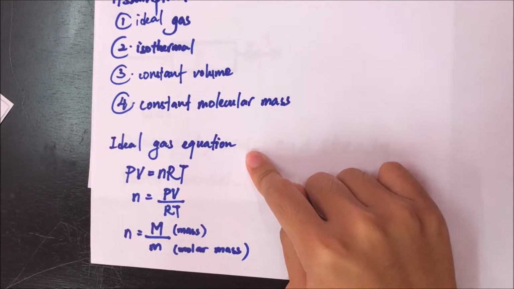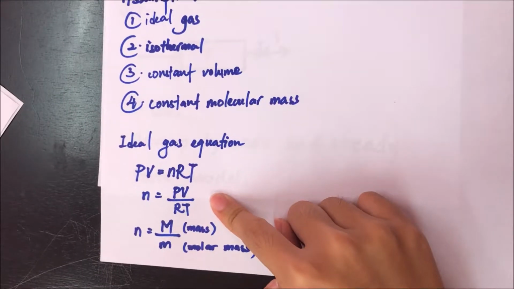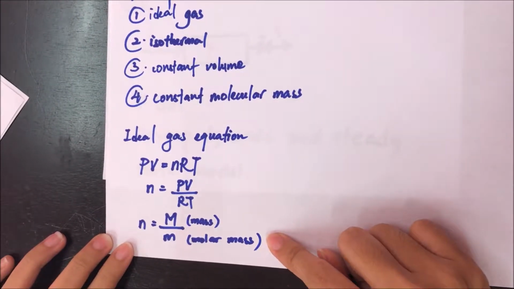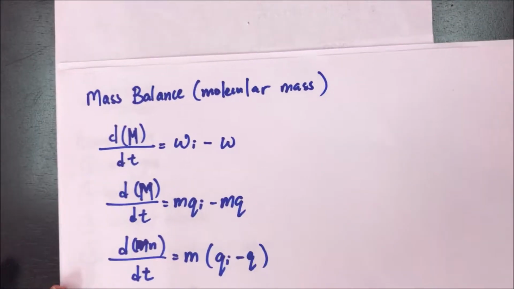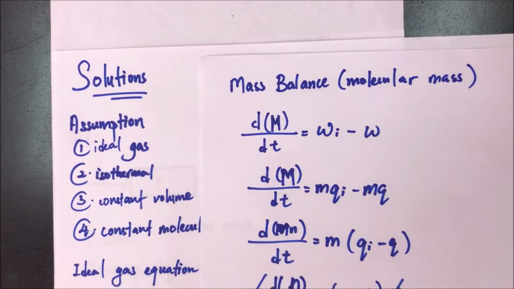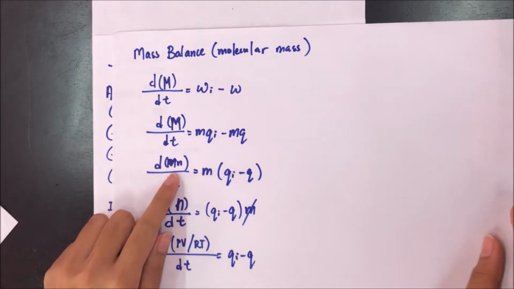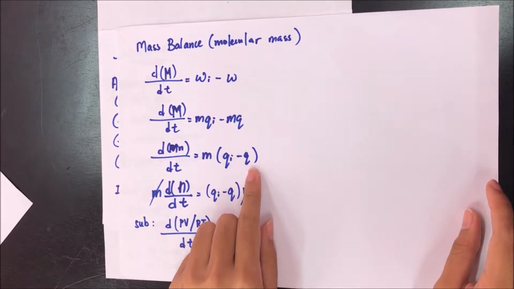The ideal gas equation shows that PV equals nRT. The number of moles of the gas is equal to PV over RT, and is also equivalent to mass over molar mass. Moving on to mass balance. As mentioned here, n equals m over M, that is why here dn over dt is equal to Q1 minus Q times M.